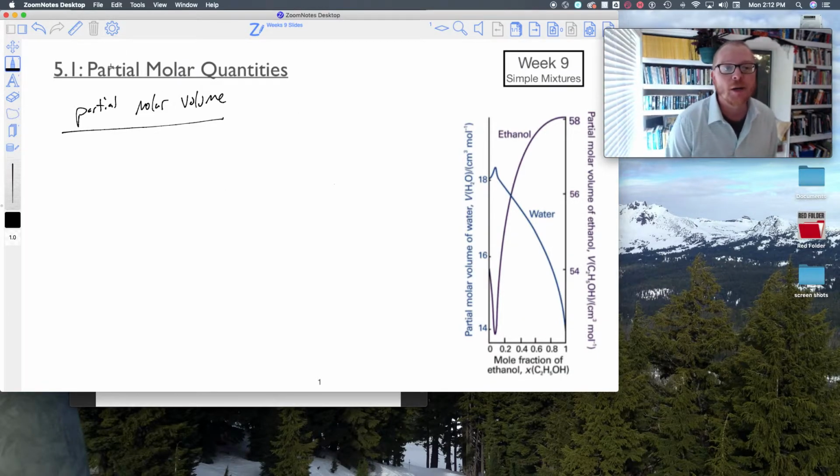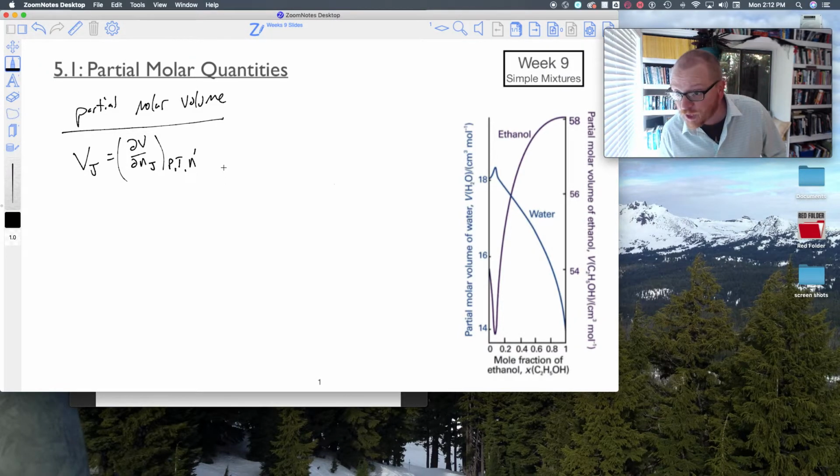So we recognize this partial molar quantity is for a simple mixture. Partial molar volume I will define as V sub J, where J is a subscript denoting a chemical identity. Because this is a partial quantity, this is the partial of V with respect to the partial of number of moles of species J, with pressure, temperature, and N prime held constant. N prime meaning the total number of moles in my mixture is constant.